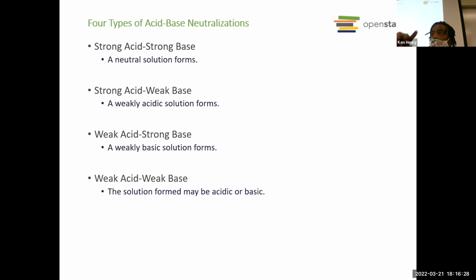So there are 4 types of acid and base neutralization. One was the one that I described. When you have a strong acid and a strong base, you're going to get a neutral solution, so they're going to balance each other out. The case where we have a strong acid and a weak base is going to give us a weakly acidic solution. When we have a weak acid and a strong base, that's going to give us a basic solution. And then we have a weak acid and a weak base. So it just depends on which ones we have, whether it's going to be acidic or basic.